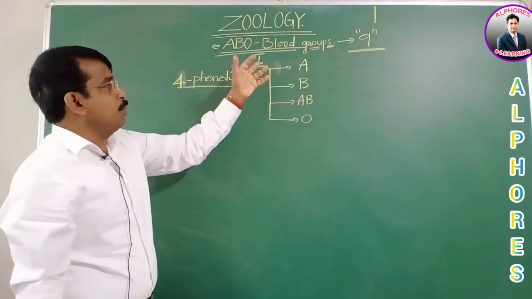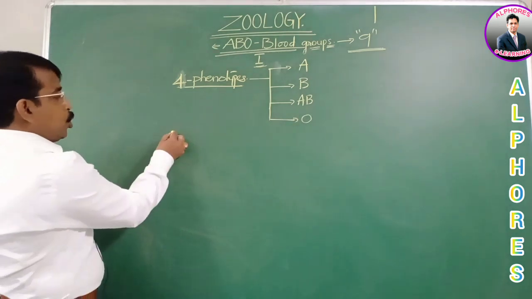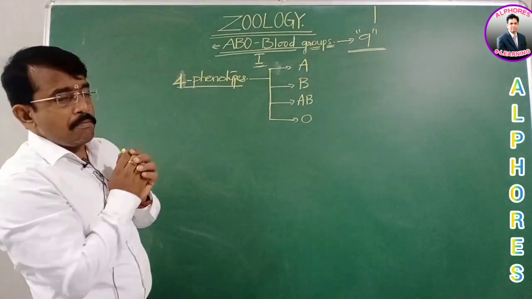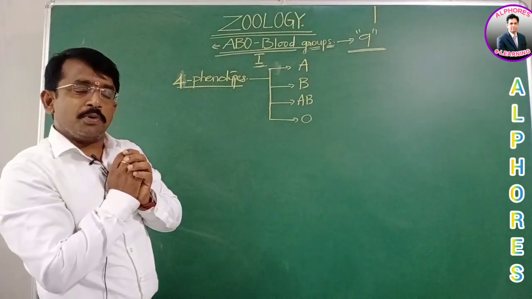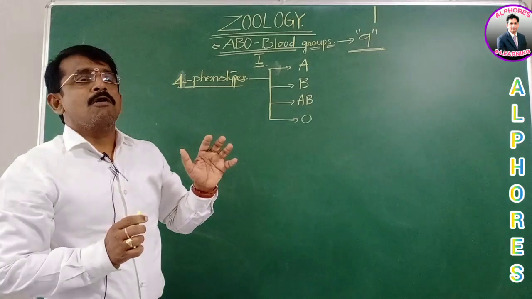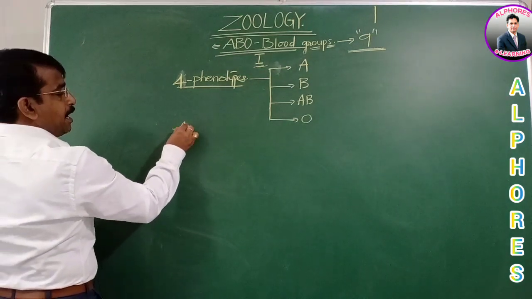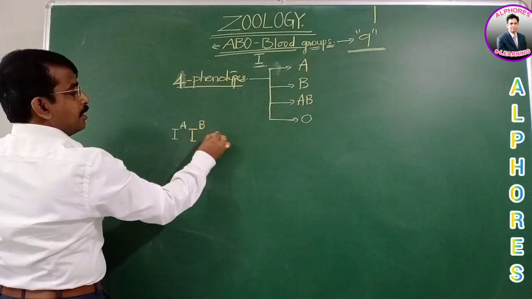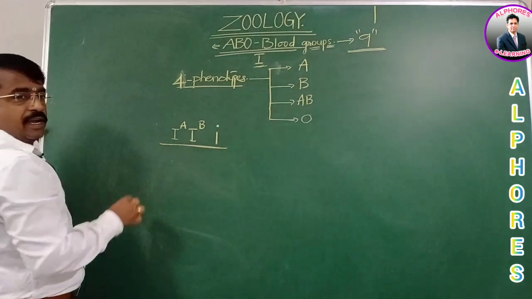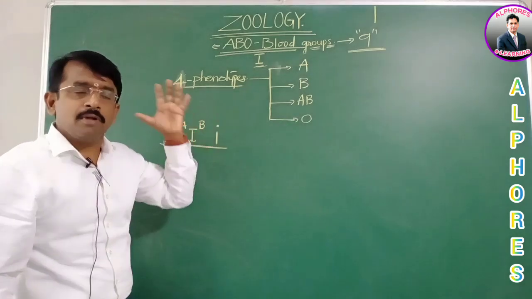Now we go for the discussion of the genotypes. For the blood group, this is multiple allelism, which we discussed, which means a gene will have more than 2 alleles, that is, none other than IA, IB and IO. Look here, how many? 3. So can this come under the best example of multiple allelism? Definitely.